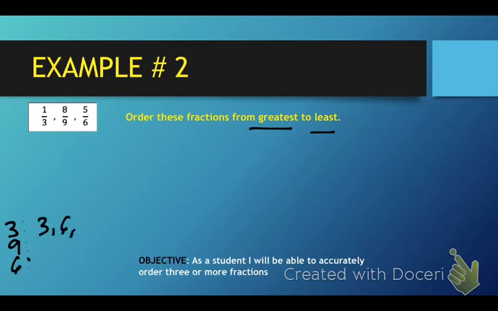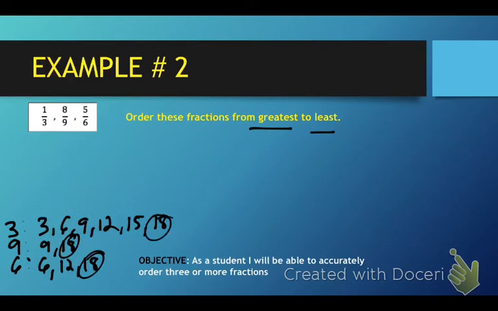3, 6, 9, 12. Let's check here. 9, 18. Ooh. 6, 12, 18. It's not going to work. Let's go back up to the 3. 12, 15, 18. Ooh, look at that. 18 is in all 3. That's going to be our common denominator. Something over 18, over 18, over 18.